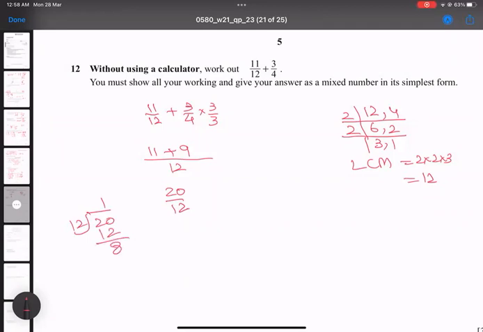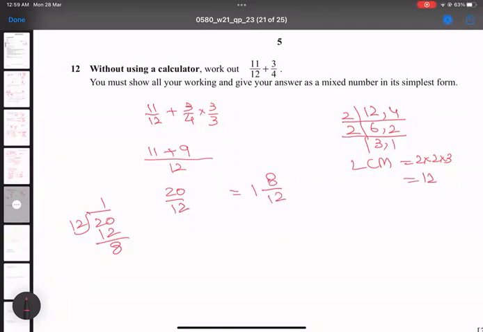And the answer is, let me check. Sorry, 19. Yes, so we got 20 by 12. 12 ones are 12, and we got 8 left. Now it means I got 1 and 8 by 12. Some students leave it here.